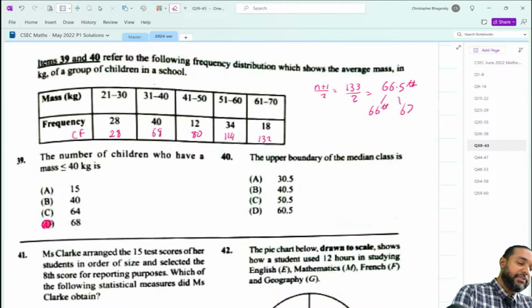Now, fortunately for us, the two people before the 68th person are the 67th and the 66th. And both of them lie in this interval here, which is what? 31 to 40. The upper boundary of the median class. So the median class is the class interval in which the median will lie. The upper boundary is 0.5 past the upper limit. And that'll be 40.5.